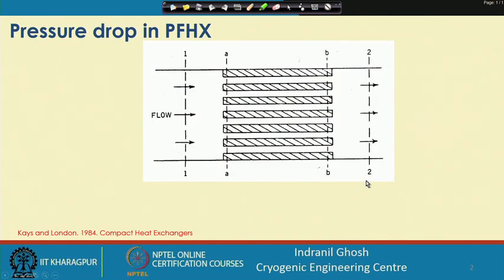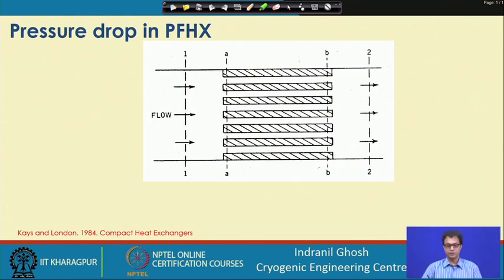If we look into a typical plate fin type heat exchanger, this has been taken from Kays and London's compact heat exchanger textbook. You can also have a look into the fundamentals of heat exchangers by Shah and Sekulic. There you will have the detailed description or the derivation of these equations of the pressure drop. We will only look at the final expression of the pressure drop in this lecture.